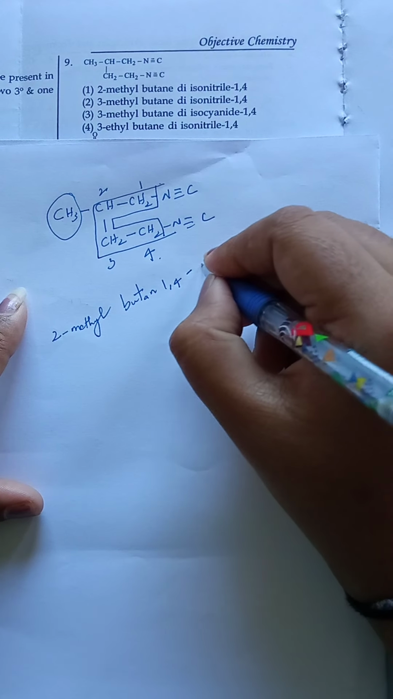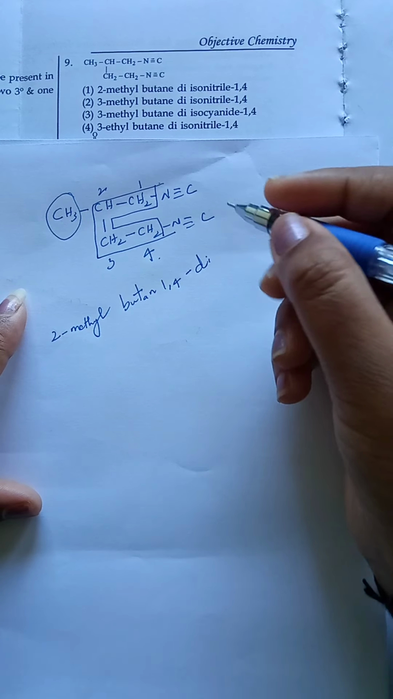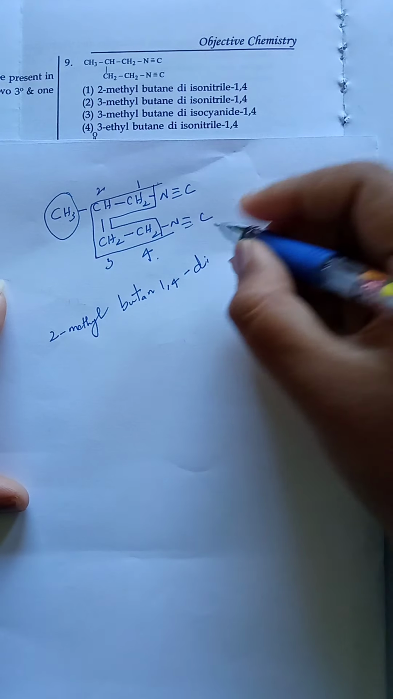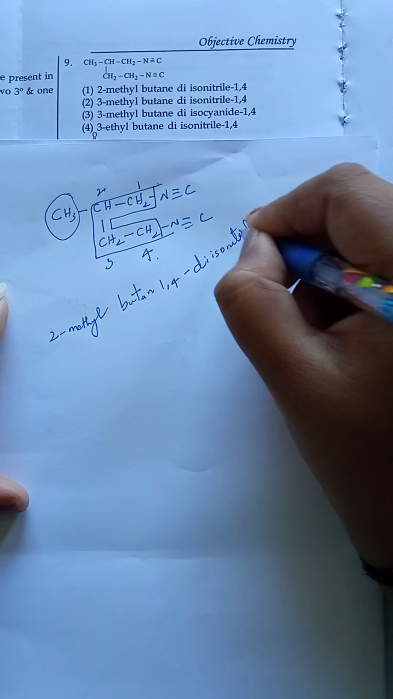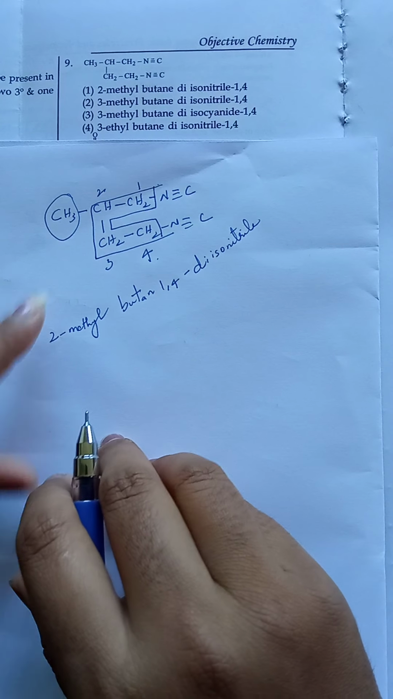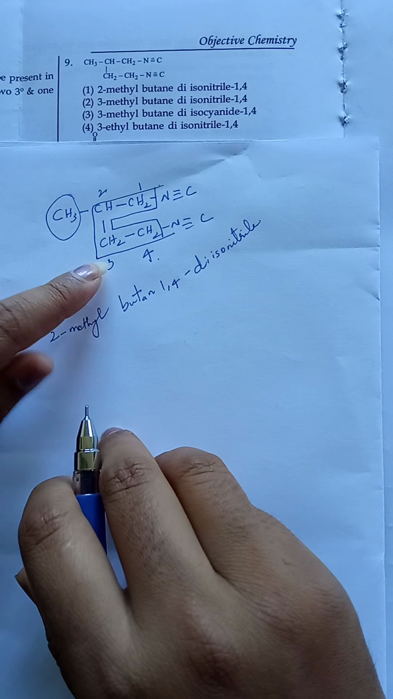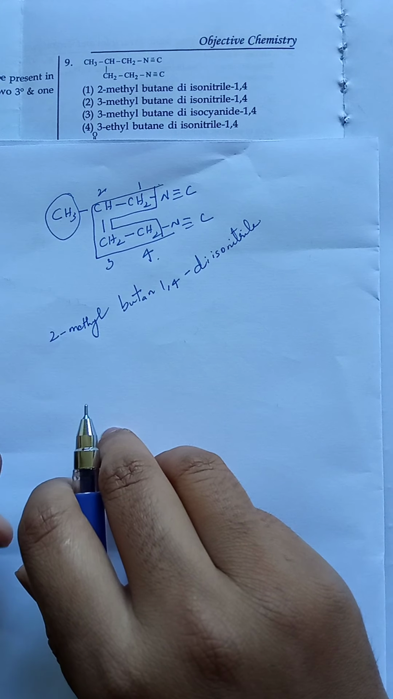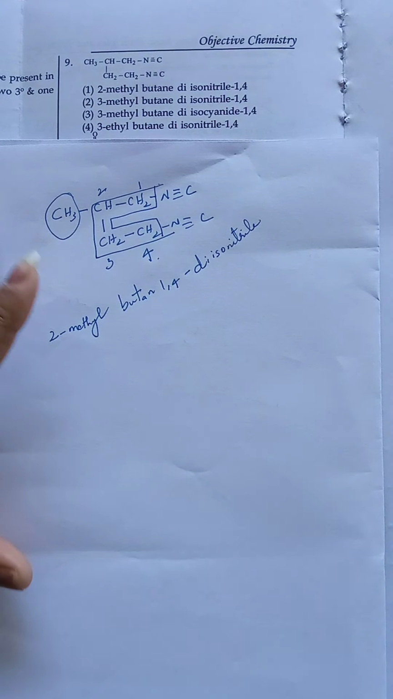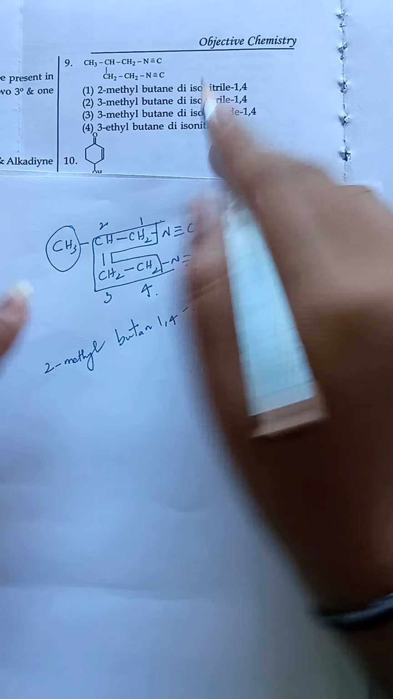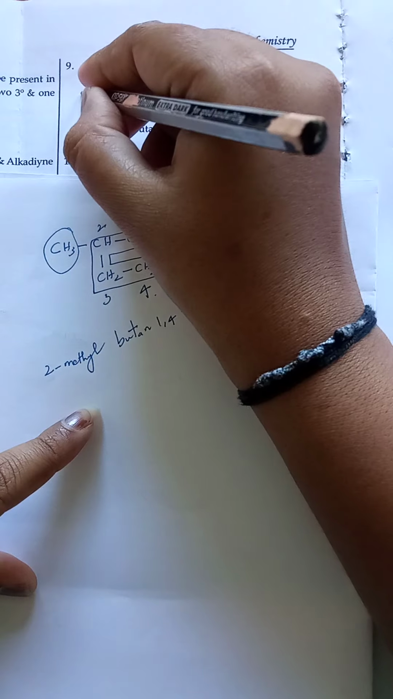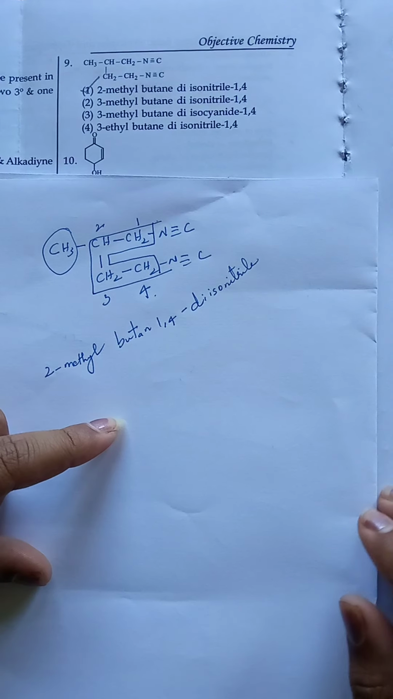1,4-di. Why do we have to take di? Due to containing 2 functional groups. Diisonitrile. That's it: 2-methyl butane 1,4-diisonitrile. So what is the answer? The answer is the first one, 2-methyl butane diisonitrile 1,4. Either we can write that number here or there, that's not a problem.